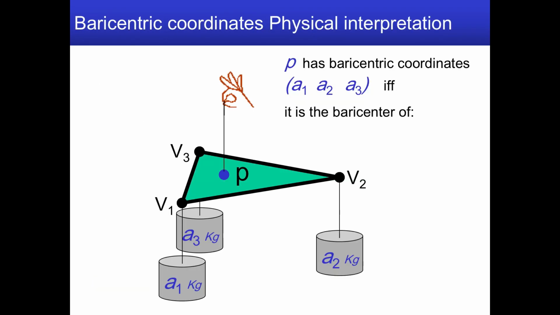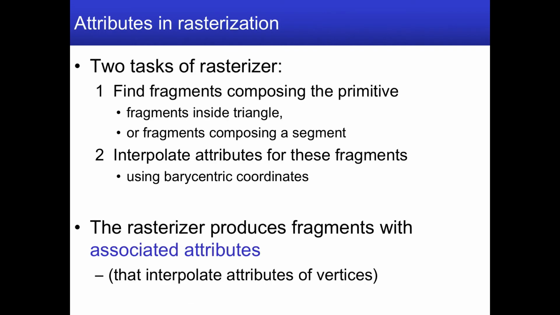Okay, so this is a bit of physical interpretation of barycentric coordinates. It's the center of mass if you have some weights attached to the vertices, right? When it's 0.3, 0.3, 0.3, it's the middle, right? If you put some other weights on other vertices, the center of mass will change, but will stay within the surface of the triangle.